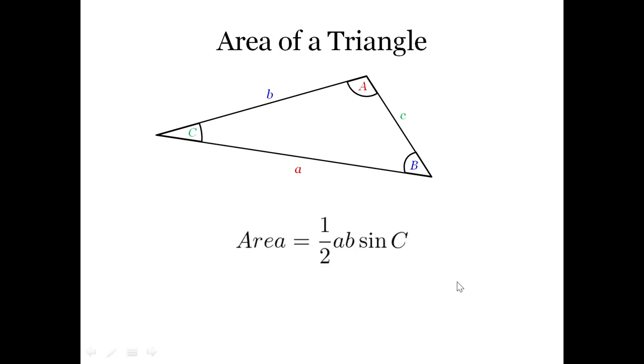The last relationship that we look at is the area of a triangle, and this tells us that if we take any two sides and the sine of the angle between them, so in this one A, B, and the angle between them is C, then we can find the area of the triangle by doing a half AB sine C.